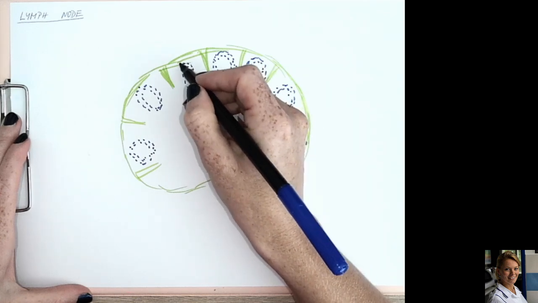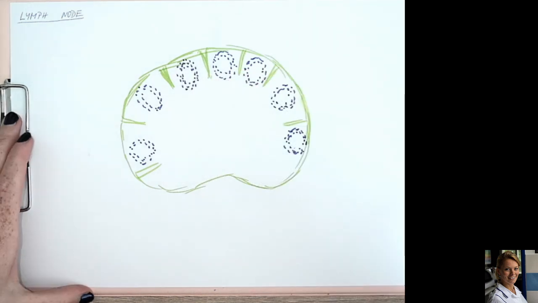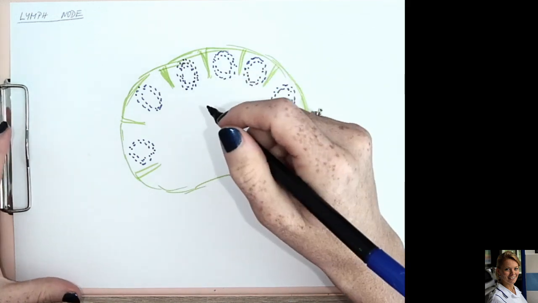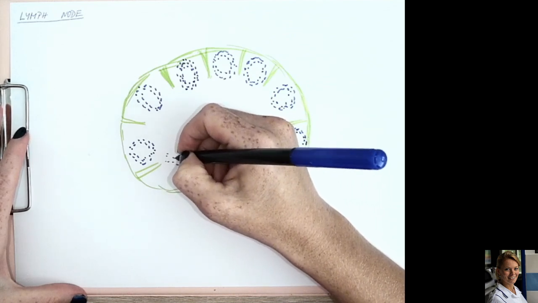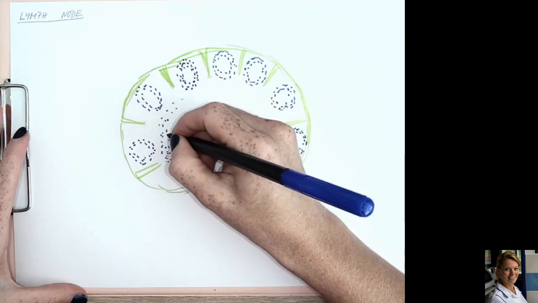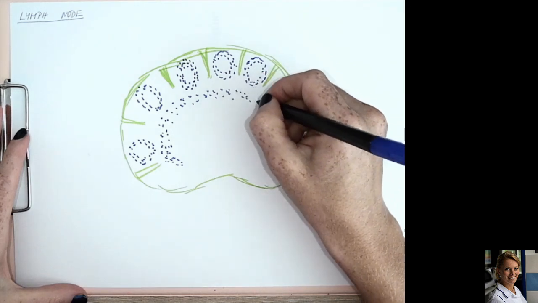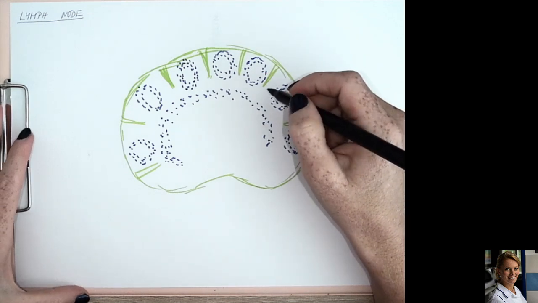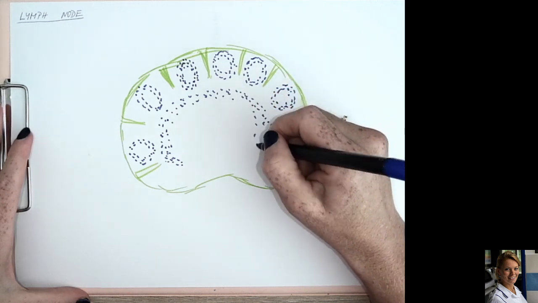The next part, deeper cortex, also called paracortex, is formed by a layer of sparser lymphocytes in diffuse arrangement. There are no lymphoid follicles. So this is deeper cortex. The paracortex is occupied by T lymphocytes.